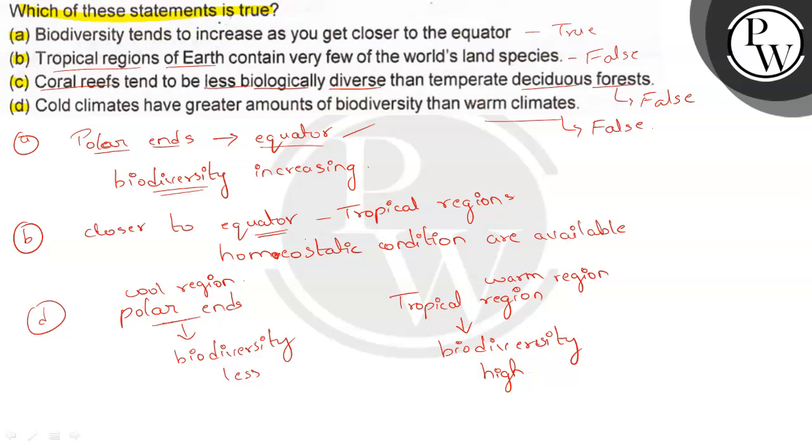So in the given options, Option A has the correct statement. It states that biodiversity tends to increase as you get closer to the equator, which is true. As we get closer to the equator from polar regions, we can see the biodiversity increasing.